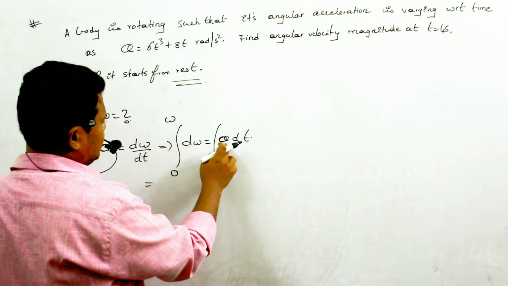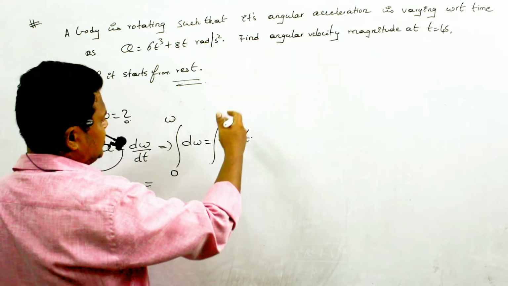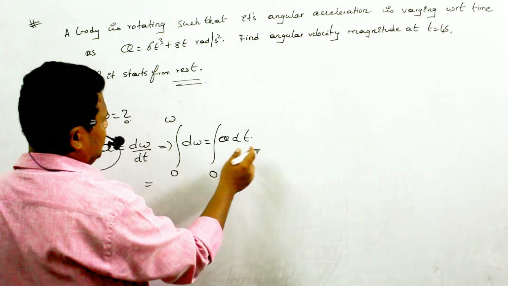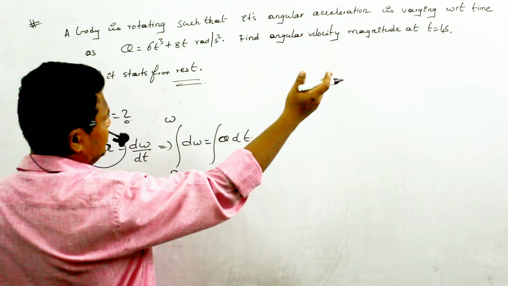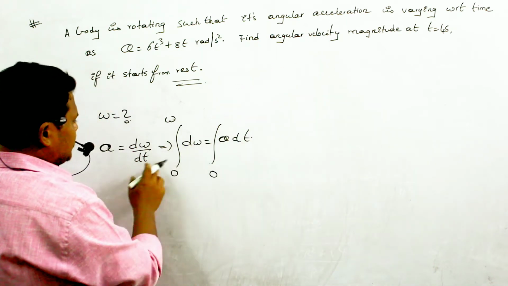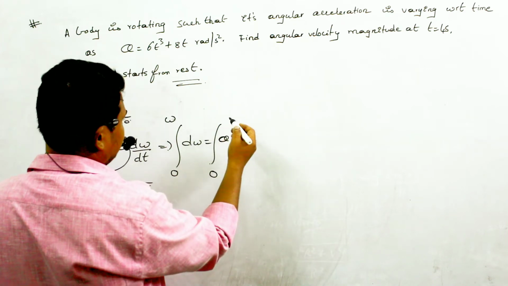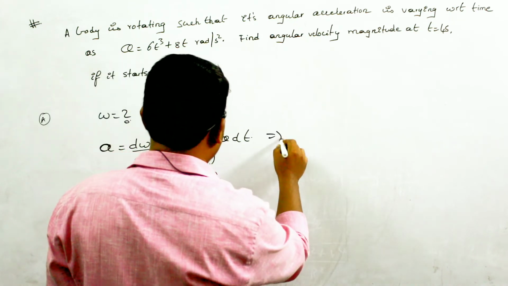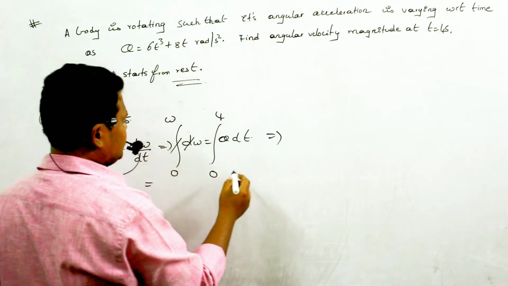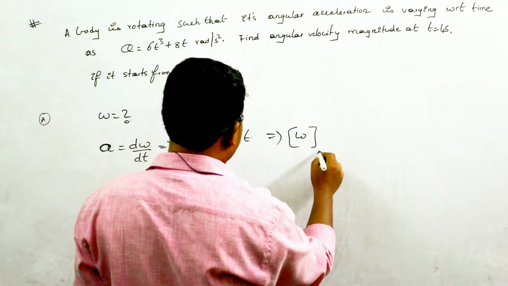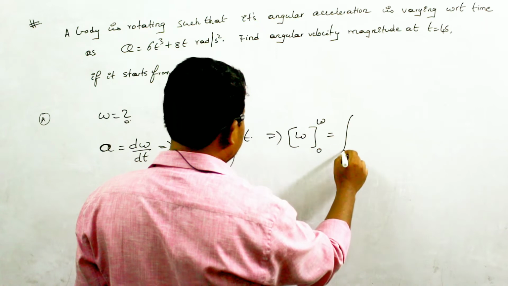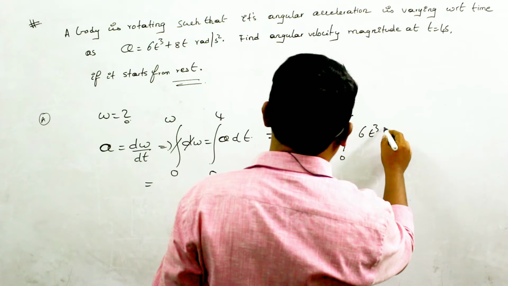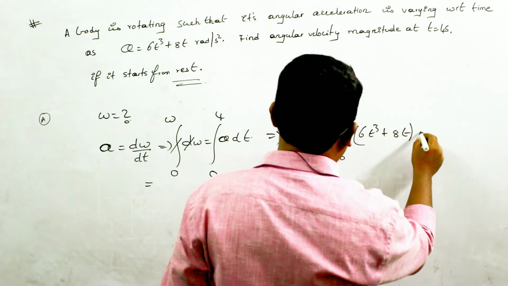And here alpha is changing with respect to time, so we are integrating this alpha with respect to time. So we have to write the limits of time here. Initially when I started observation, the time should be 0, and finally at t is equal to 4 seconds I am supposed to find the angular velocity. So therefore my upper limit of integration will become 4 here. So here integration and differentiation will get cancelled. So omega, with limits from 0 to omega, is equal to the integration from 0 to 4 of alpha, which is 6t cube plus 8t, into dt.